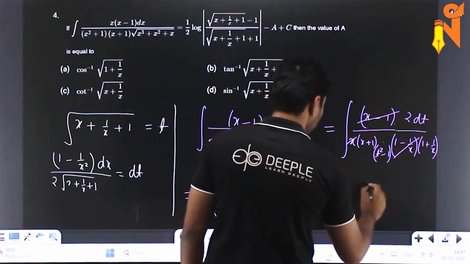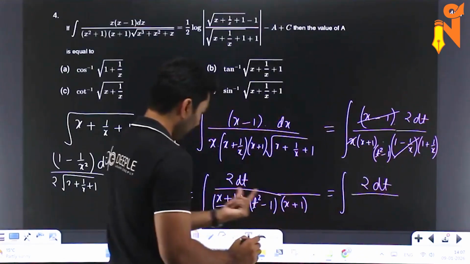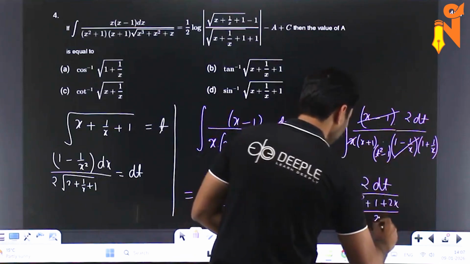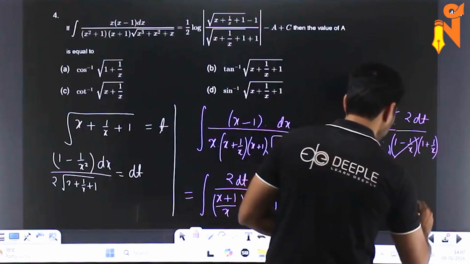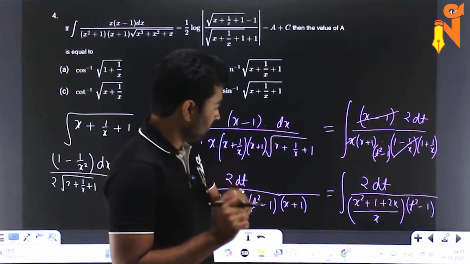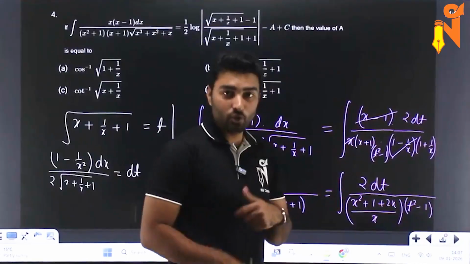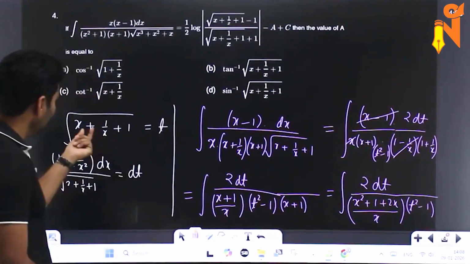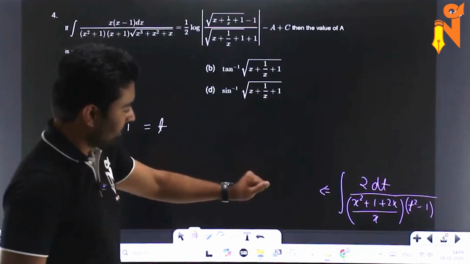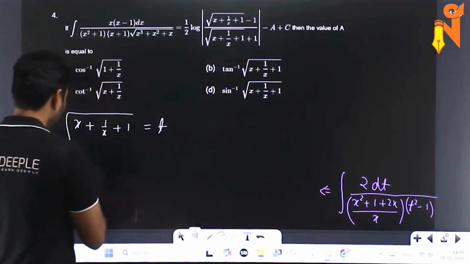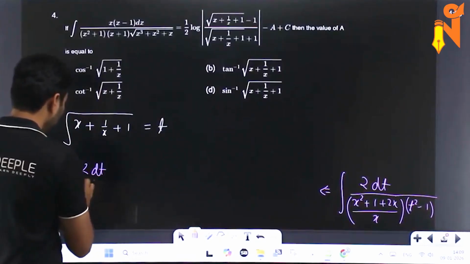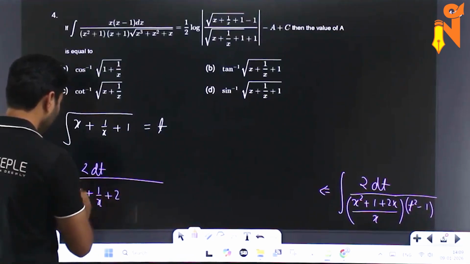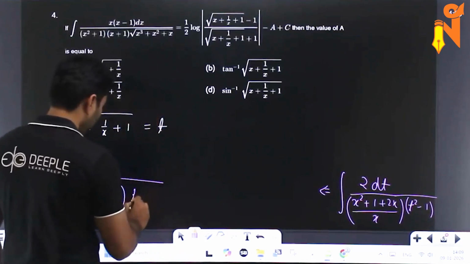So what I can do here: integration 2 into dt, open x plus 1 whole square, x square plus 1 plus 2x upon x, this x into t square minus 1 into t square minus 1. When you divide this x with this, you will get x plus 1 by x plus 2. Again you can use this expression, x plus 1 by x. After this, when you divide, what you will get is 2 dt integration upon x plus 1 by x plus 2, into t square minus 1, t square minus 1.